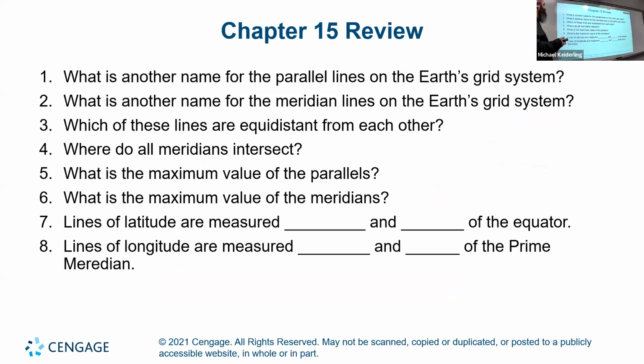The lines of these that are equidistant from each other are the parallel lines, the lines of latitude. The meridian lines all meet at the poles. All the meridians intersect at the poles. And they get closer together the further north or south you go. The maximum value of the parallels is 90 degrees north or south. The maximum value of the meridians is 180 degrees east or west. Lines of latitude are measured north and south of the equator. Lines of longitude are measured east and west of the prime meridian.